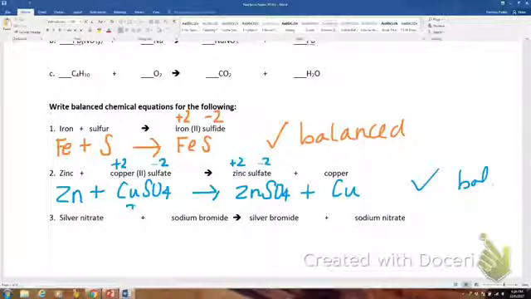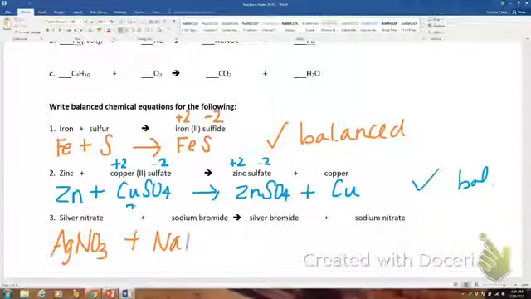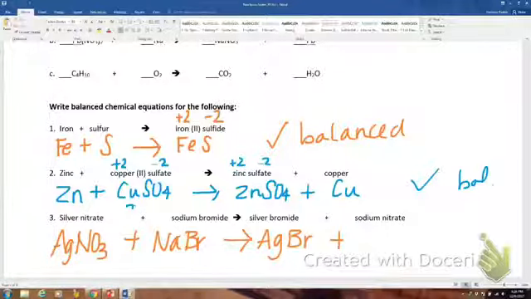Okay, now let's do silver nitrate plus sodium bromide yields silver bromide plus sodium nitrate.